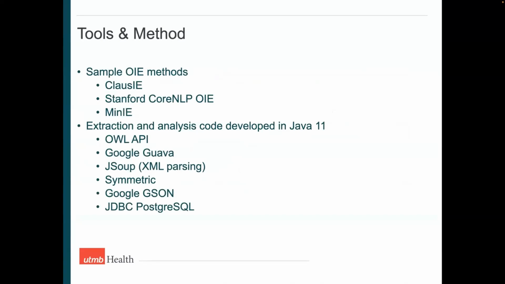So for our preliminary review, we focused on ClausIE, which is a clause-based open information extraction method, Stanford CoreNLP open information extraction, and MinIE, which is kind of an offshoot of ClausIE. For each of these OIE methods, we used the default configuration. The extraction analysis software code was developed using Java 11, using a variety of API libraries like OWL API, Google Guava, Simmetrics, which does string similarity, which I'll discuss later, JSON, JDBC, PostgreSQL, and also JSoup to do some XML parsing of the PubMed literature.